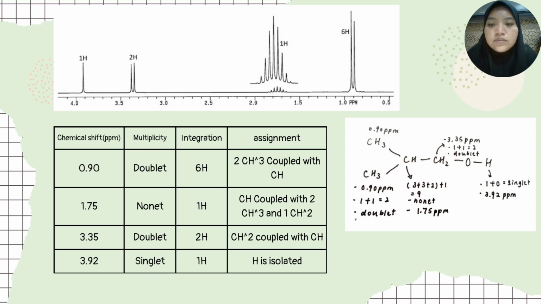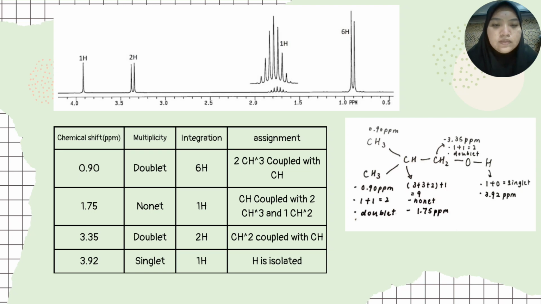After that, 3.35 ppm, doublet. The integration was 2H and the assignment was CH2 coupled with CH. And the last one is 3.92, multiplicity singlet, integration 1H, and the assignment was that the H is isolated.